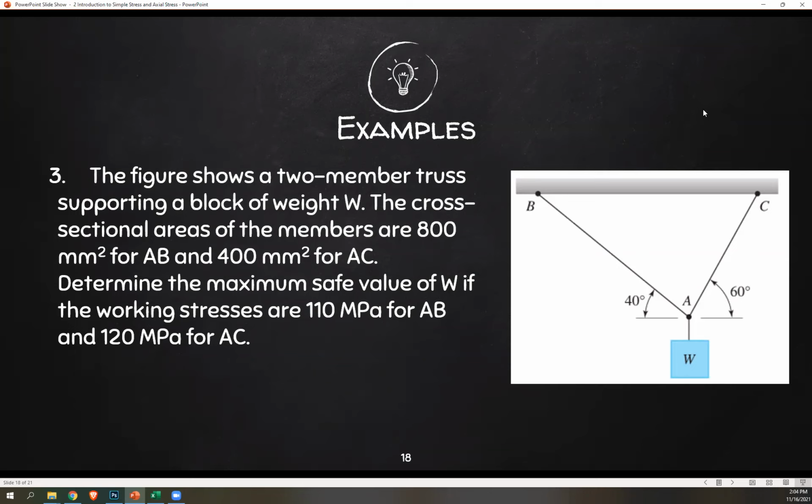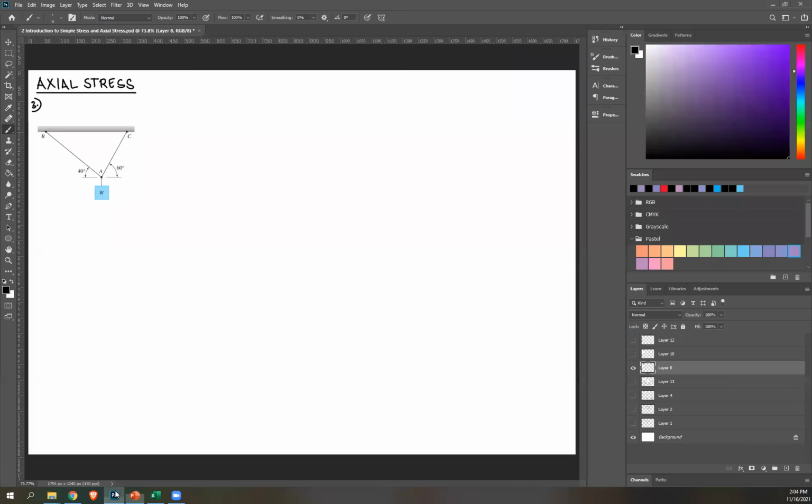So once again, let's analyze. We have this cable system supporting weight W. We're given allowable stresses or working stresses and their dimensions. The question is, what maximum value of W can these two carry? So we're solving for force W. First, let's write the given: you have your areas, 800 and 400, and then stress 110, 120.